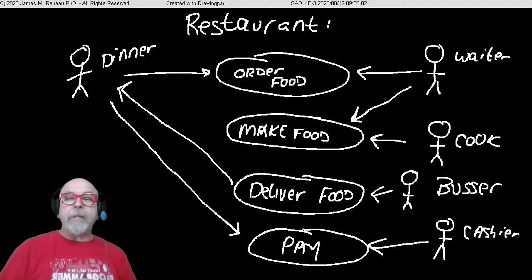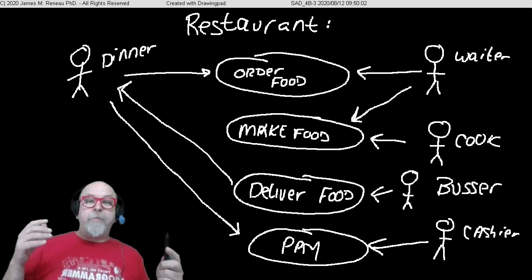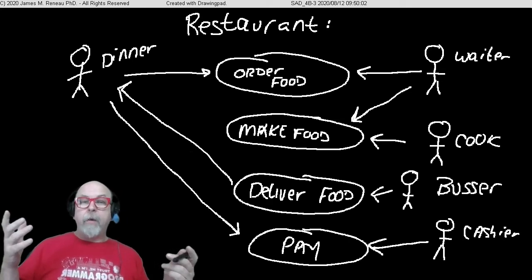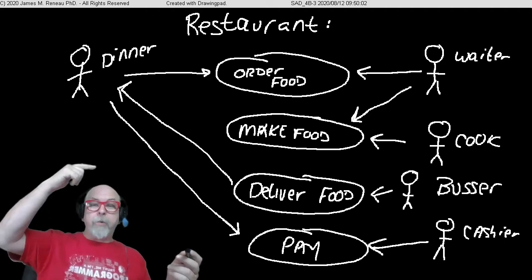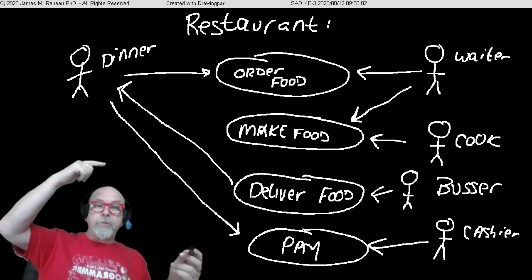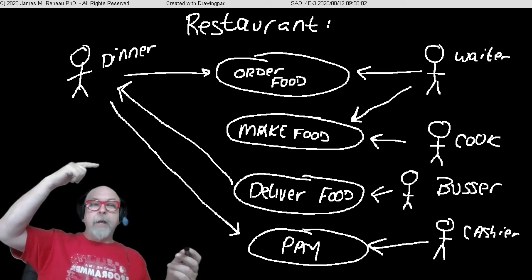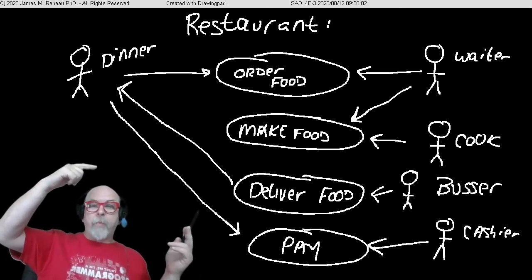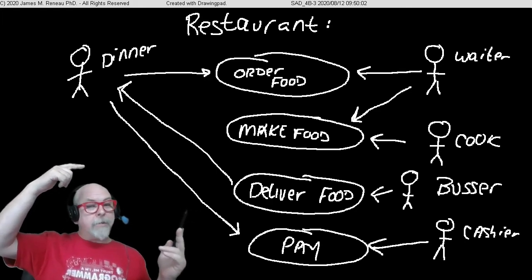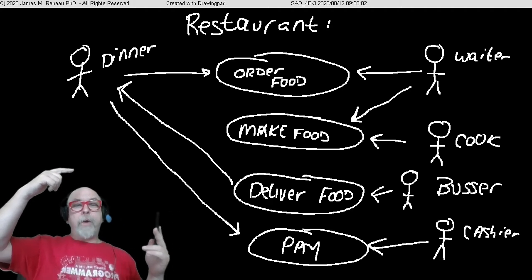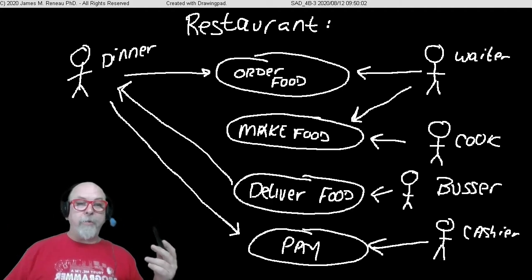So let's take a look at this use case diagram for a restaurant system. Okay, I have a diner, right? And the diner orders food. So the diner triggers the order food use case. The waiter is involved, or waitress, or wait staff, or whatever you want to call them. But that's not their title, that's their role, right? So the waiter also is part of the order food.